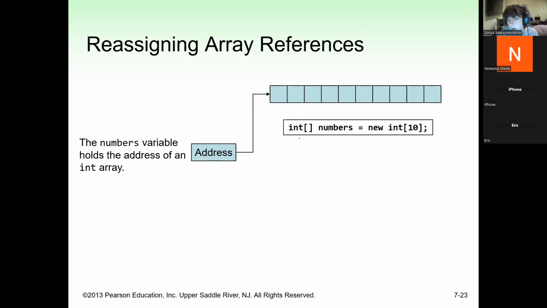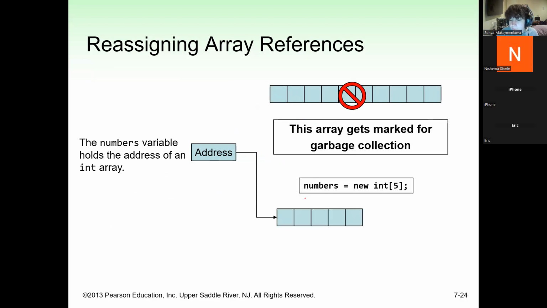When we assigned it to 10, you will see that there are 10 squares right here, so 10 locations. However, here is when we reassigned it to 5. Your variable's address will point to the new location with 5, and the old array will just get marked for garbage collection and will not exist anymore.